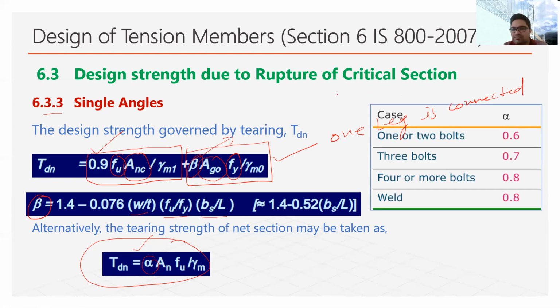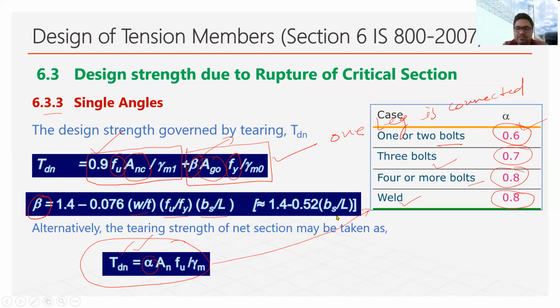If in the angle sections 1 or 2 bolts are connected, the value of alpha will be 0.6. If 3 bolts are connected, 0.7. If 4 or more bolts are connected, then the value of alpha will be 0.8. And if we are connecting the angle with welds, in that case the alpha value will be 0.8. So this formula can also be used with this table. The value of alpha is not given in tabular form, but it is mentioned in the IS code where this formula is mentioned. There you can find all these values accordingly.